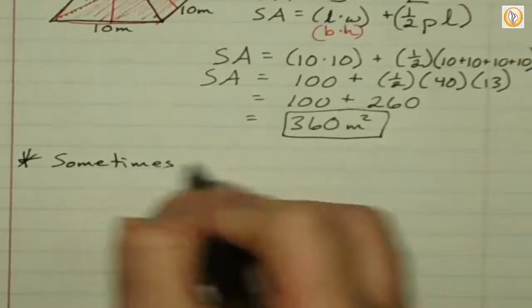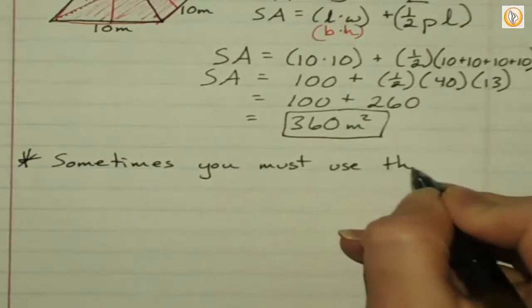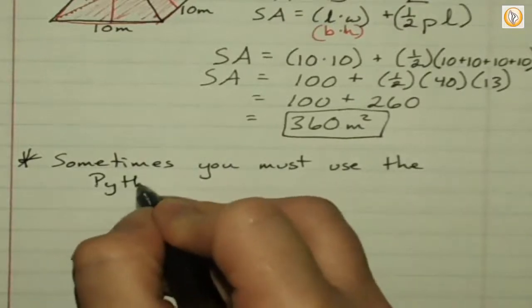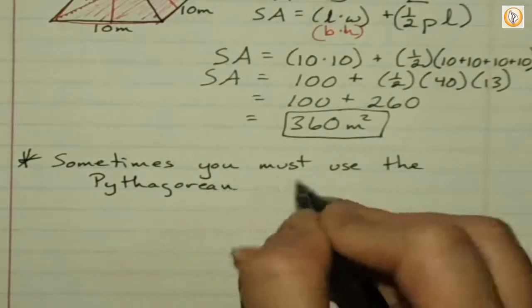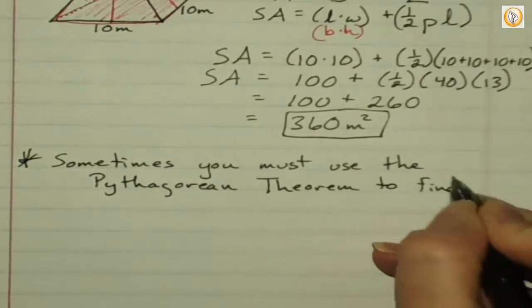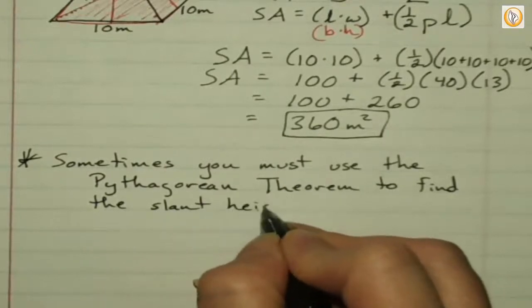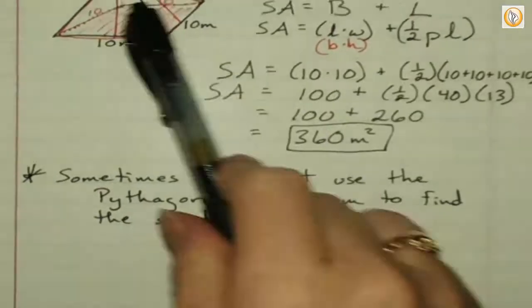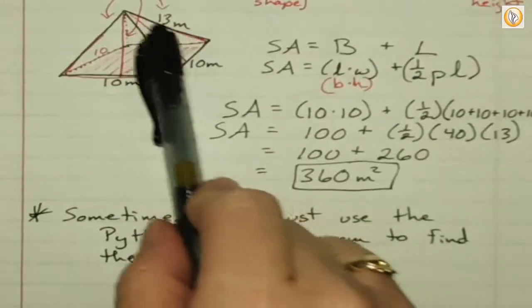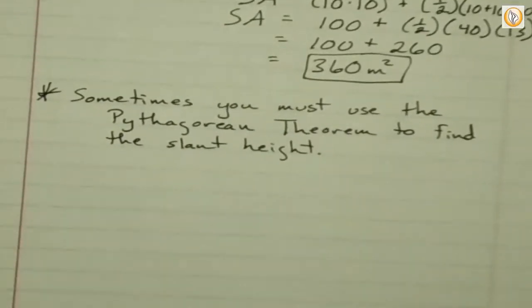Sometimes you must use the Pythagorean theorem to find the slant height. Sometimes they're not going to give you the slant height, and you got to figure it out. So write that down.